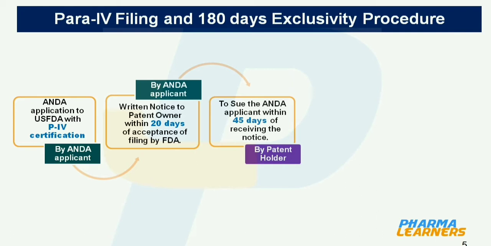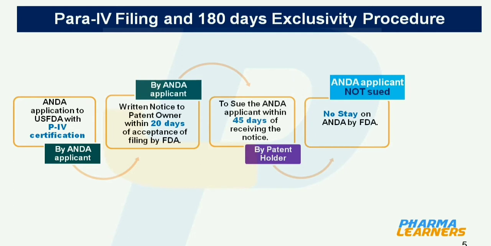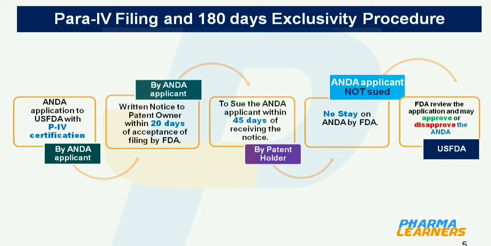Now, the patent holder may or may not sue the ANDA applicant within 45 days of receiving the notice. Let's assume the first case, that the patent holder does not sue the ANDA applicant, which generally does not happen. In this case, FDA does not hold the ANDA application. FDA will review the application, and either approve or disapprove the ANDA based on the data provided by the applicant.